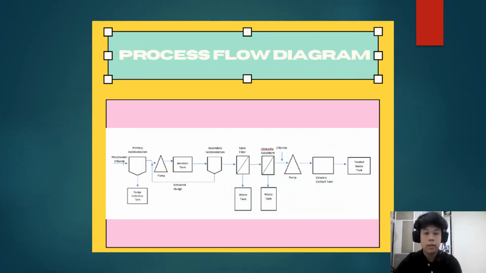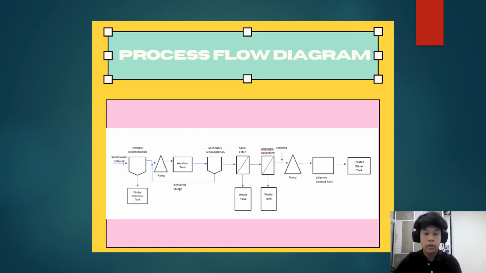Hello, my name is Ameerul Aqil, and I will be talking about the process flow diagram of a wastewater treatment process plant. Firstly, the wastewater will flow through the primary sedimentation tank for the primary pre-treatment process. Here, solid objects or particles are removed as sludge and collected into the sludge collection tanks as waste.